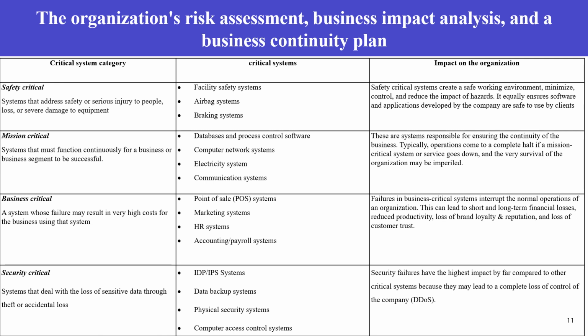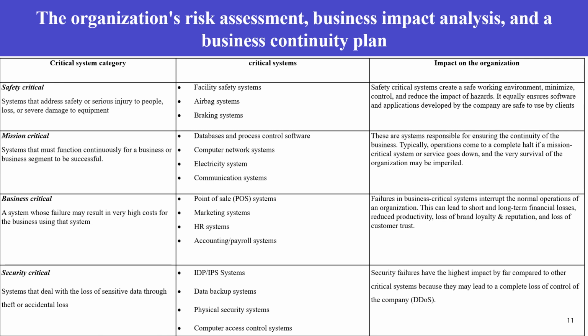Mission critical systems are systems that must function continuously for a business or business segment to be successful, like a database, a computer network system, electricity, or a communication system. These are systems responsible for ensuring the continuity of the business. Typically, operations come to a complete halt if these systems fail.